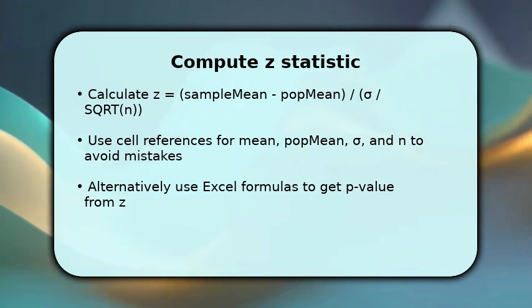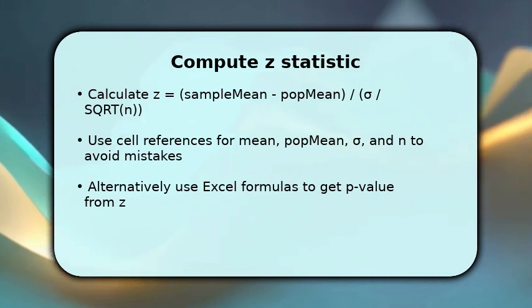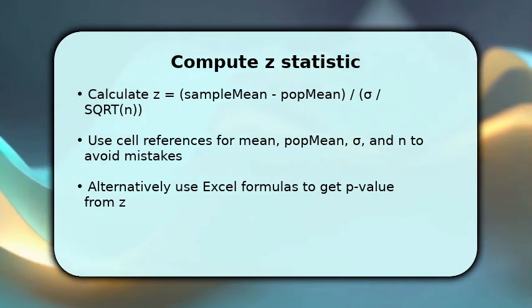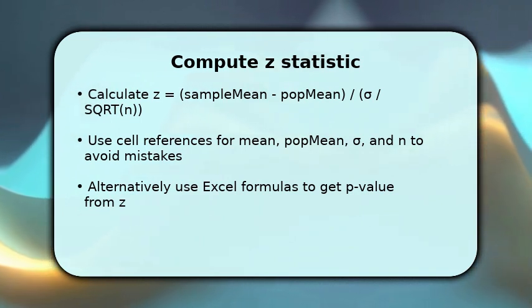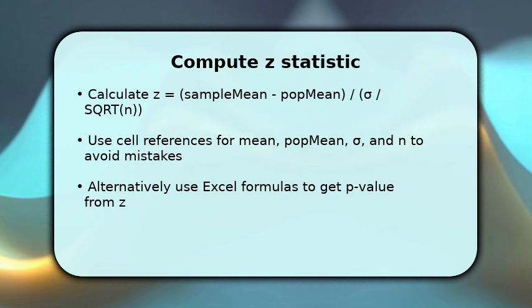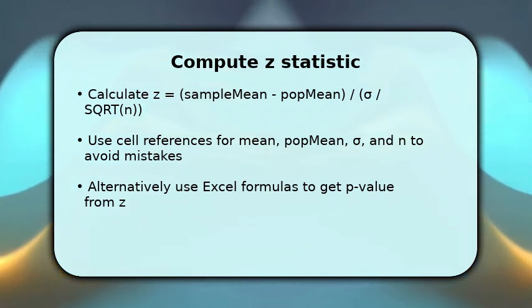Once you have z, get the p-value. For a two-tailed test, use =2*(1-NORM.S.DIST(ABS(z cell),TRUE)). For one-tailed, use =1-NORM.S.DIST(z cell,TRUE) or NORM.S.DIST(z cell,TRUE), depending on direction. Make sure signs align. Finish by comparing the p-value to your alpha level.